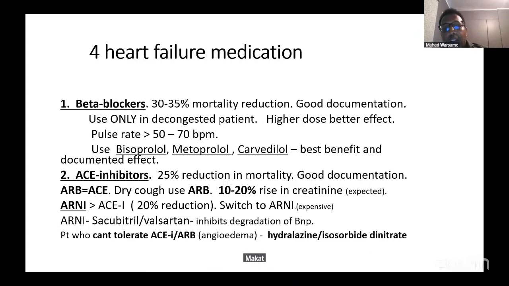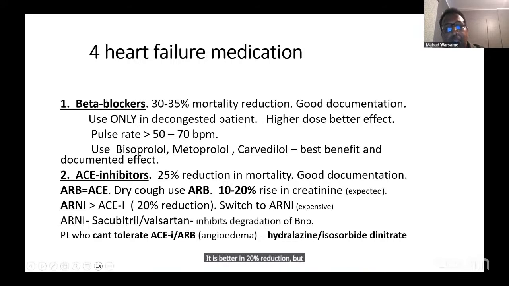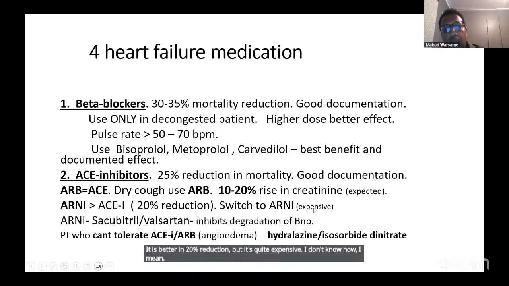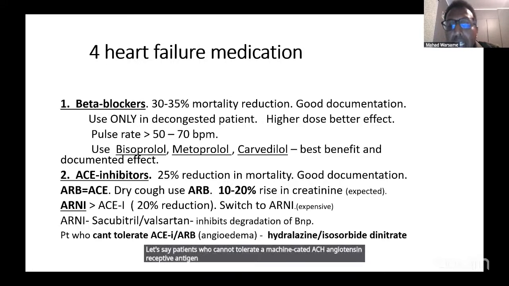You can do ARNI. ARNI contains an extra element, neprilysin, which causes vasodilation. I won't go into detail, but if you use ACE inhibitors, that's good enough. ARNI is better, with a 20% reduction, but it's quite expensive. The cost is the problem. Let's say a patient cannot tolerate ACE inhibitors or angiotensin receptor antagonists, then you can give hydralazine, especially in America. Those patients respond well to hydralazine and isosorbide dinitrate.